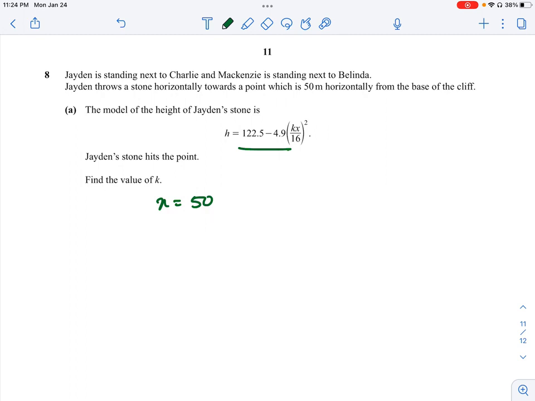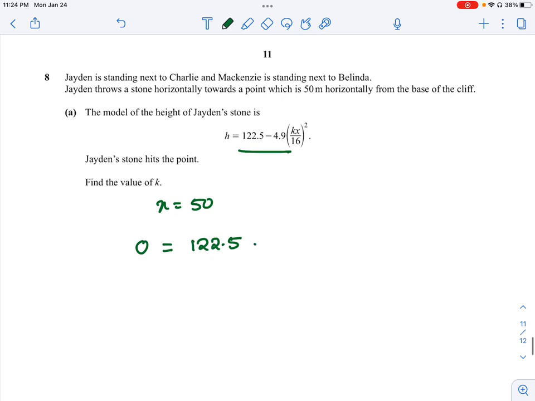What is the height? So small h is equal to 0, because it reaches the ground, right? So small h should be equal to 0. 122.5 minus 4.9 k, x was 50. When x is 50, the height is going to be 0 because there is no more height, when it reaches the ground.